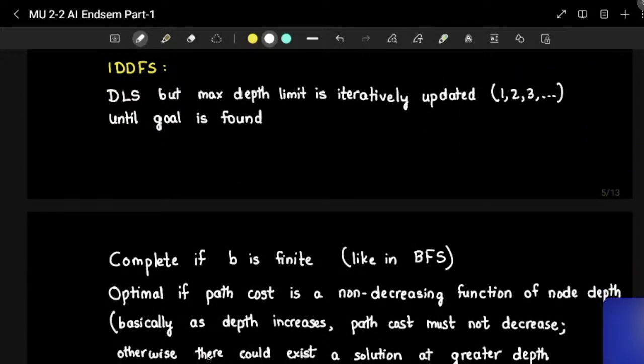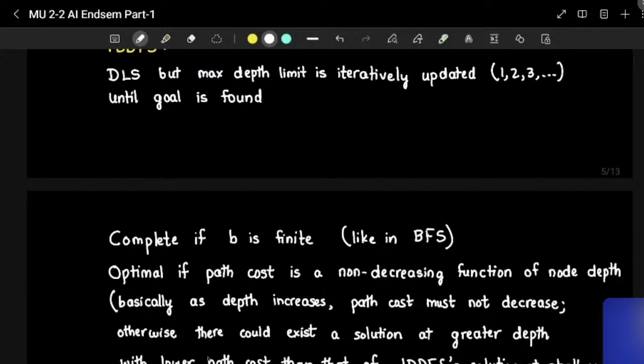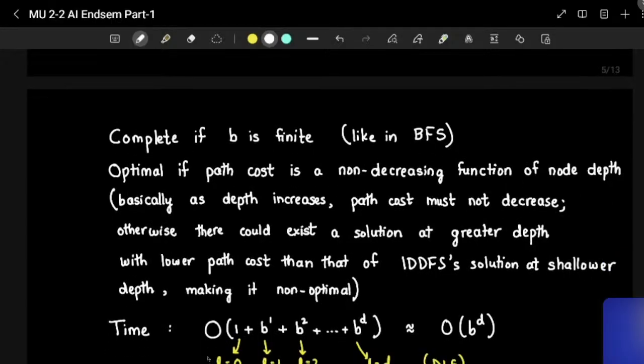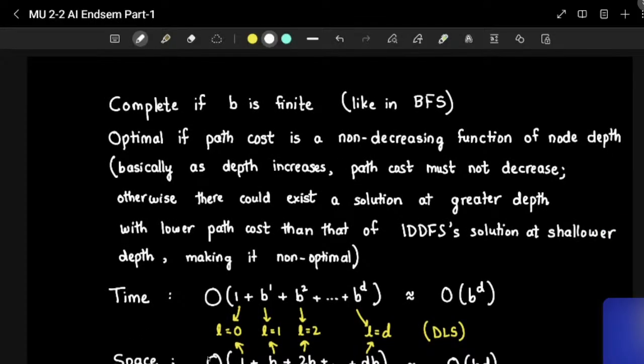Iterative deepening depth first search. Essentially depth limited search, but then you keep iterating. First you'll keep L equal to 1, then L equal to 2, L equal to 3, until the goal is found. The good thing is that even if there are infinitely many nodes, you will not keep going down, because there is a limit at every iteration, which makes it better than DFS. About advantages and disadvantages, they're there in the slide, you could go through them.